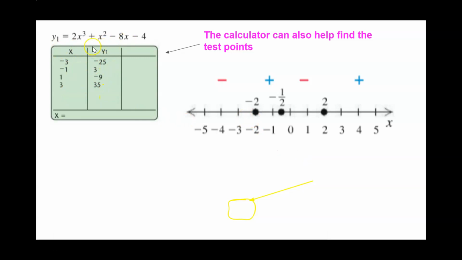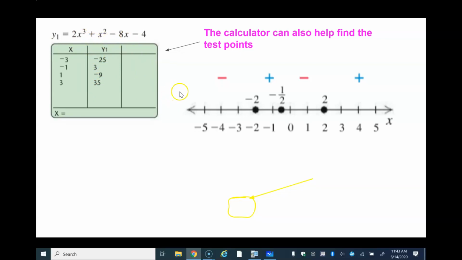The calculator can also do that if you plug this equation in, and then go to ask, and I can kind of show you now. It easily can spit out the negative 25, 3, and negative 9. Instead of us calculating each one of these, it'll be a little bit quicker.